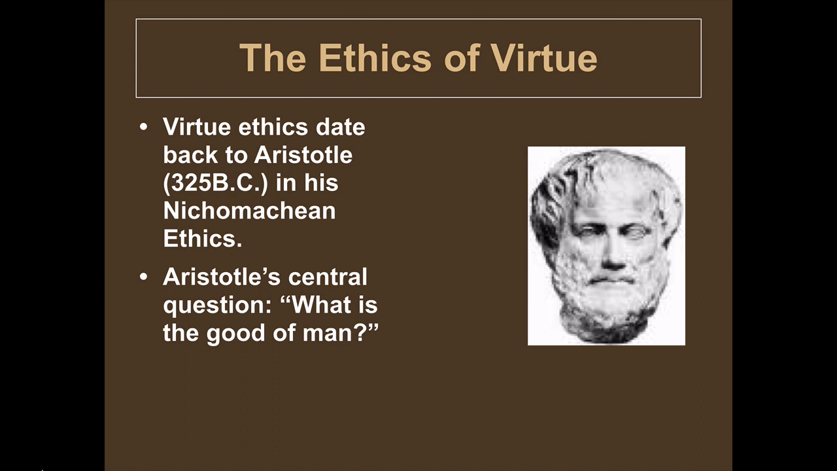Aristotle's central question is, what is the good of man? So what Aristotle wants to know is what makes for a good person. So notice we're not actually asking about good actions. We're not saying which actions are right or wrong. Rather, we're looking at ethics as a sort of characteristic of the individual. We're asking about character. What kind of person do you want to be, rather than what kind of actions do you engage in? So this is where virtue ethics differs from other approaches, consequentialist approaches, or even deontological approaches to ethics.